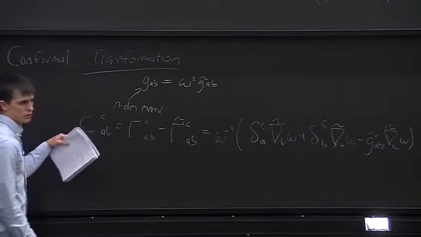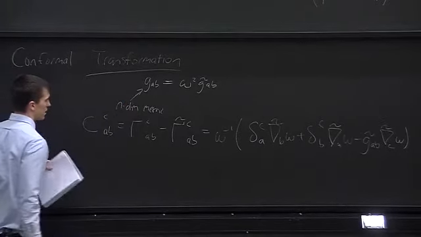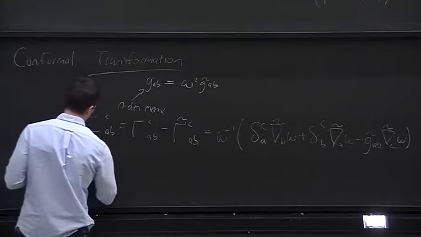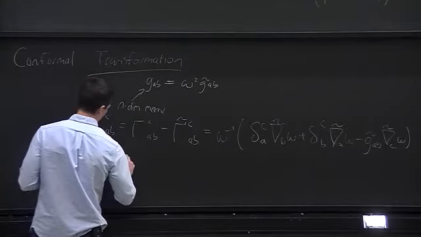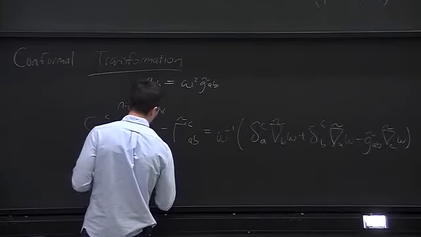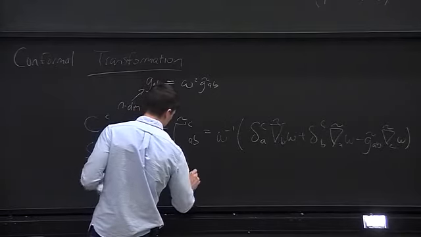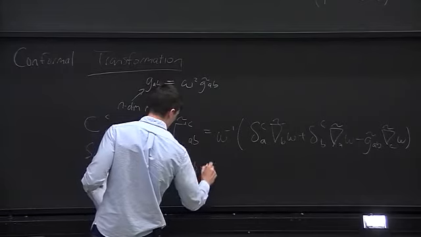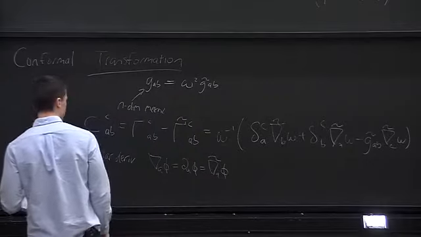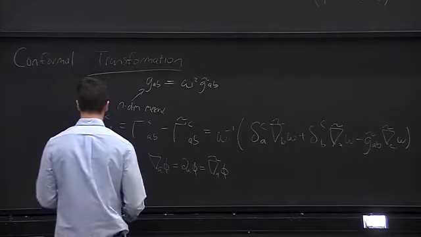And so then we can use this relation between the Christoffels of one and the other metric to derive some other things. Scalar derivatives, of course, don't change because they're just the same as ordinary partial derivatives. But the vector ones do change.